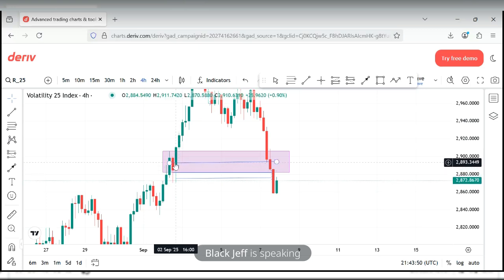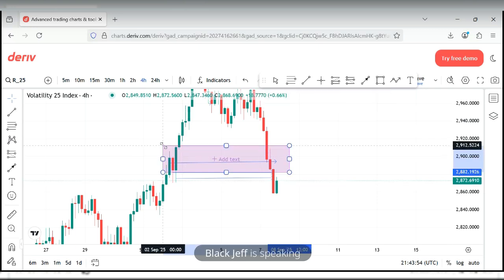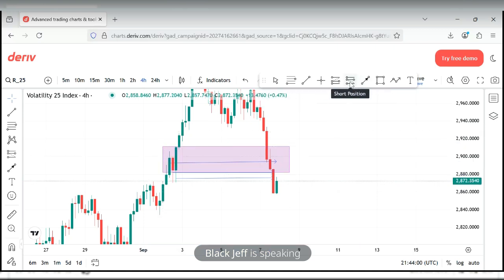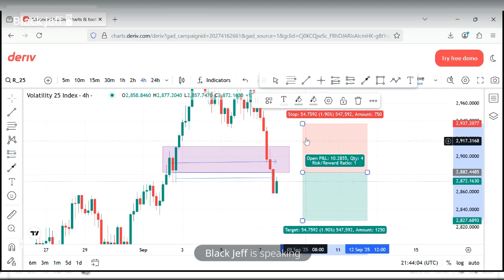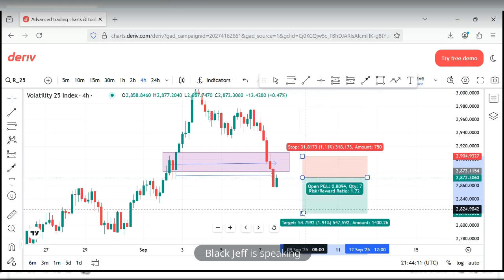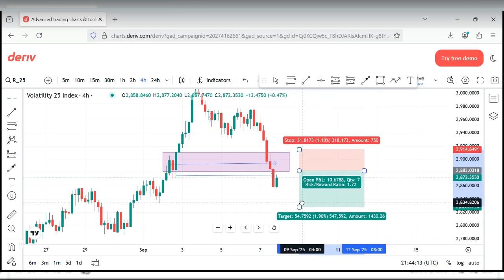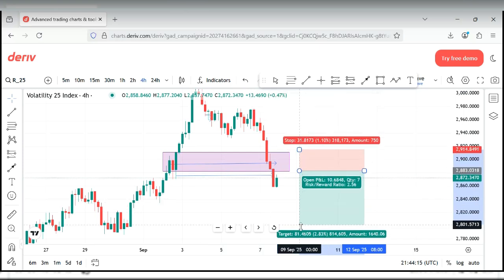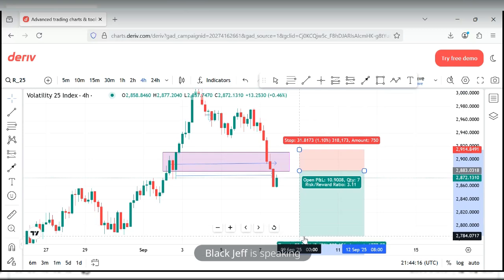Now, in this kind of case, for safety reasons, it is best to increase your stop loss. You will now have to take your short position from here. Your stop loss is a little above this 4 hour high. Then you shoot all the way down to this point here.